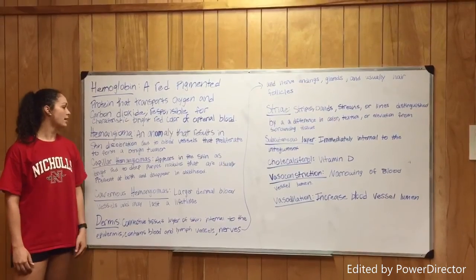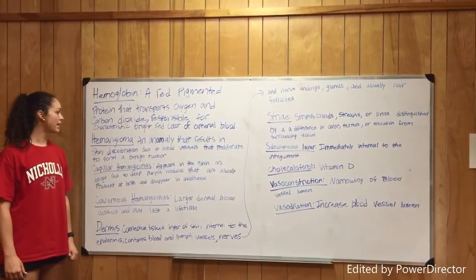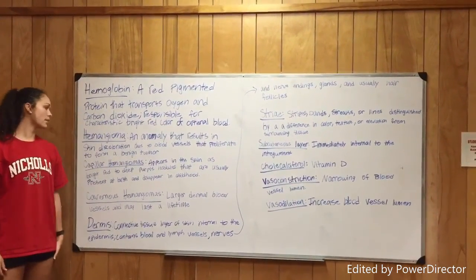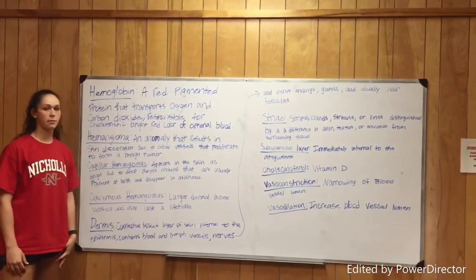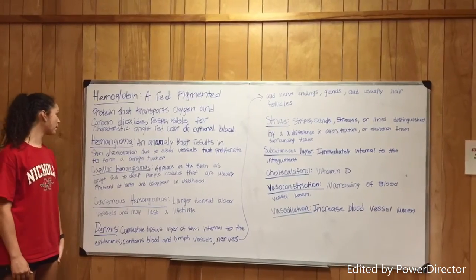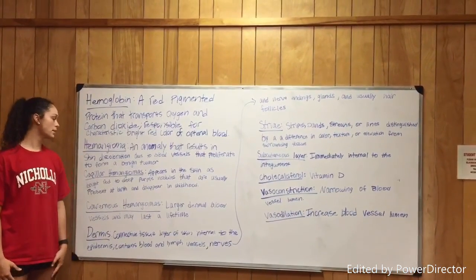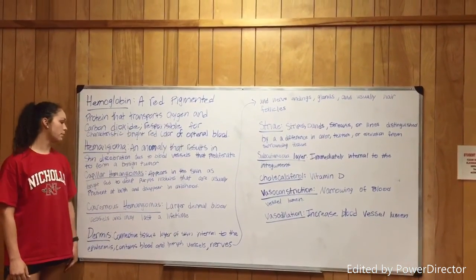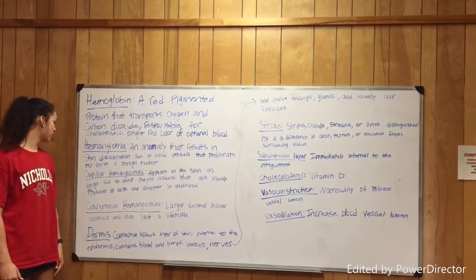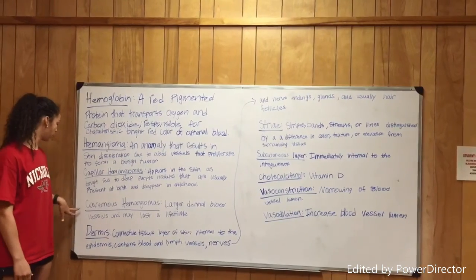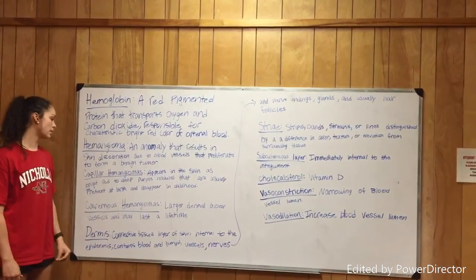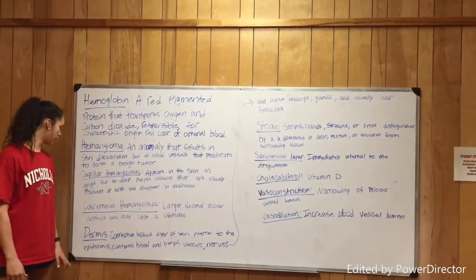Hemangioma is an anomaly that results in skin discoloration due to the blood vessels that proliferate to form a benign tumor. Capillary hemangioma appears in the skin as bright red to deep purple nodules that are usually present at birth and disappear in childhood. Cavernous hemangiomas are large dermal blood vessels that may last for a lifetime.